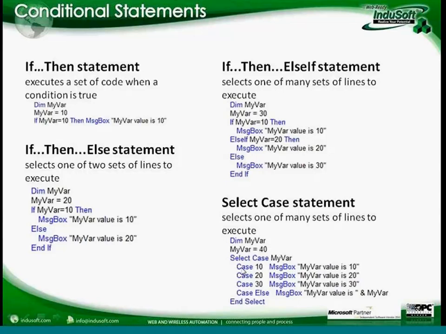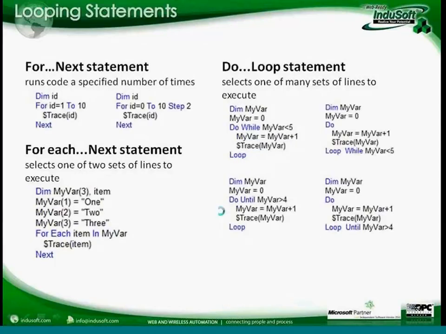So in this case 10, in other words, if my var has the value 10, I show the message box my var value is 10. Case 20, if my var has the value 20, then I show the next message. And you can optionally use case else to trigger an action if neither one of the previous case values are the actual value of the variable. And then end select. Those are the basic conditional statements from VBScript.